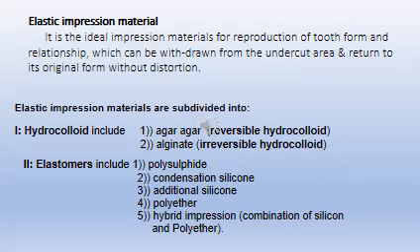Elastic impression materials are subdivided into: first, hydrocolloids, which include agar-agar, a reversible hydrocolloid, and alginate, an irreversible hydrocolloid. Second, elastomers, which include polysulfide, condensation silicone, addition silicone, polyether, and finally hybrid impression, a combination of silicone and polyether.